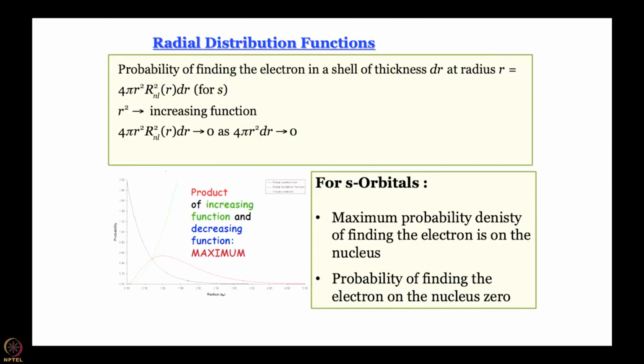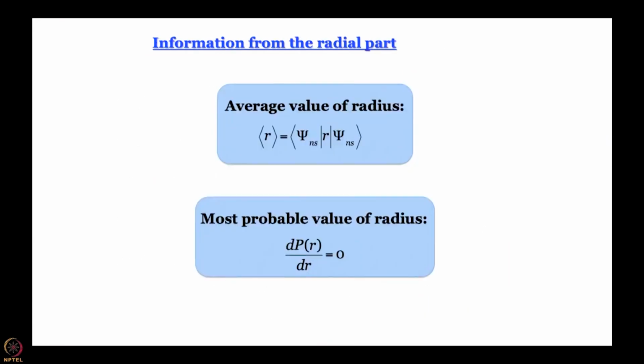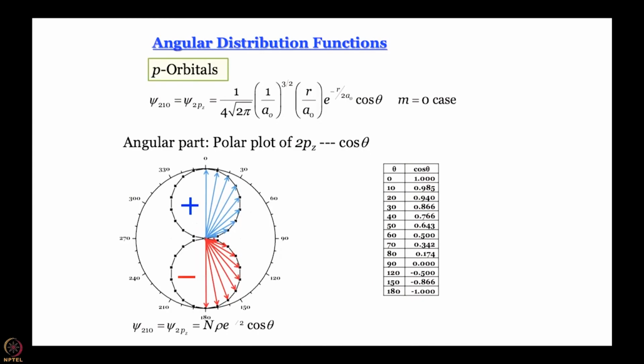Alright. So, this is the radial distribution function. We will actually plot them one by one. We have already shown you the result. Today we will plot them in front of you and see how we get this. And as we said, the information you get from the radial part are the average value of radius and most probable value of radius, in addition of course to the most important energy, and when we go to the angular part we will talk about the angular distribution function as well.